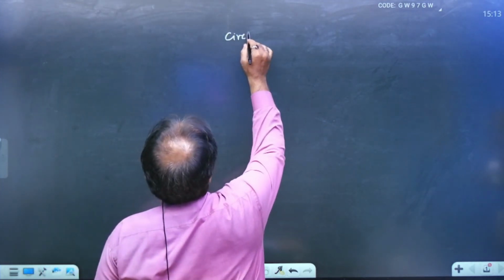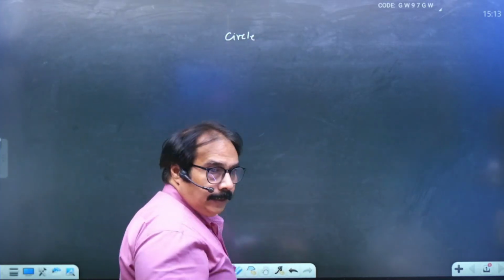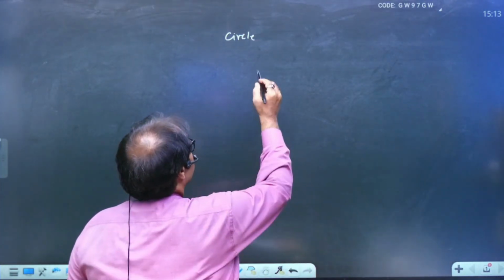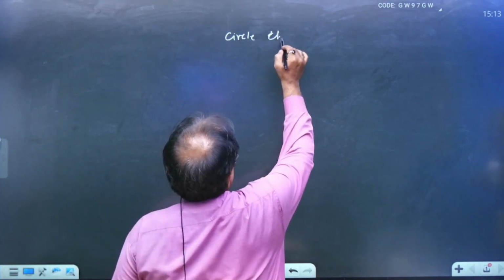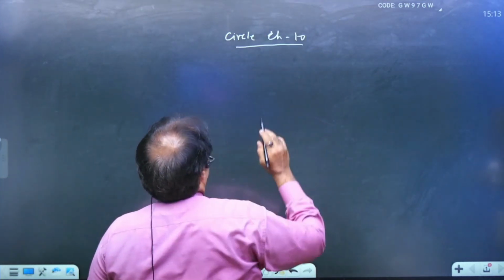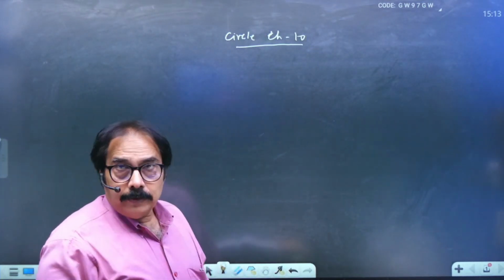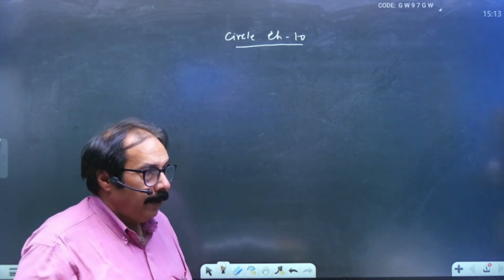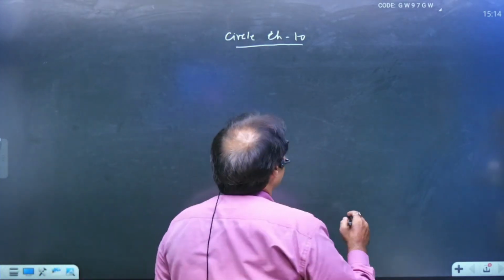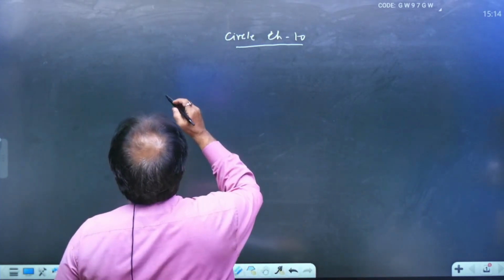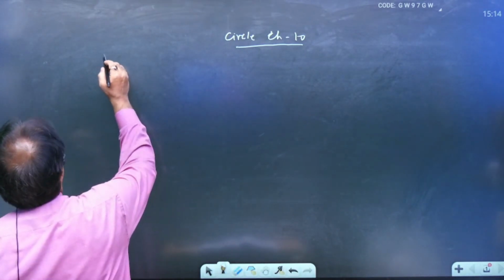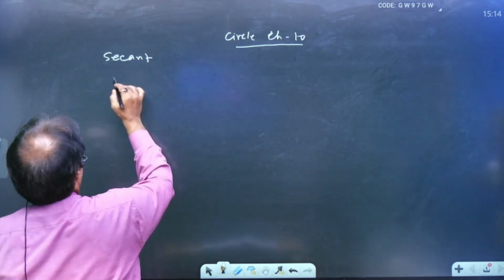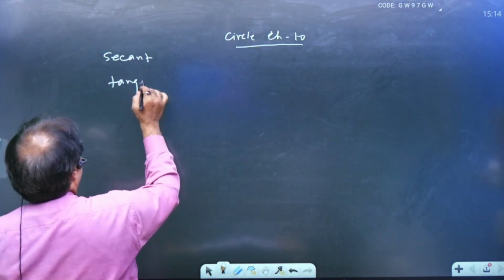Now we will start circle, that is chapter number 10 of your book. So once again, before going to the exercise, we will try to understand the difference between the secant and tangent.